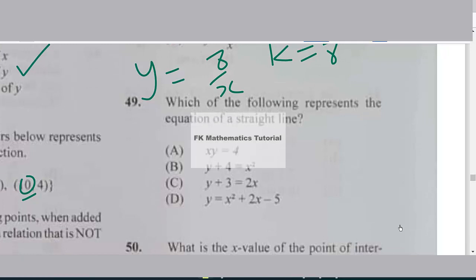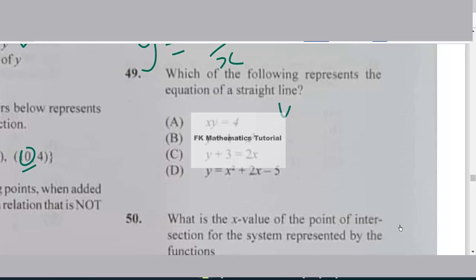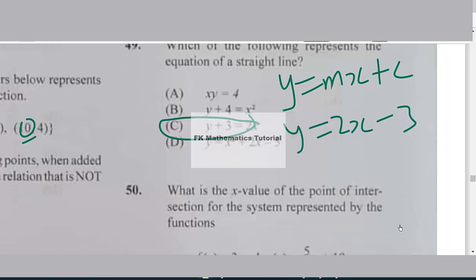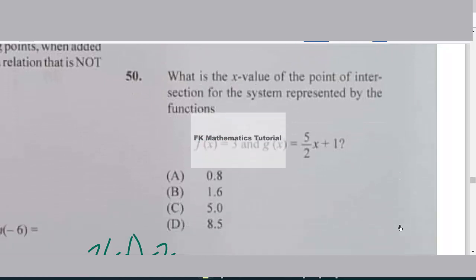Number 49. Which of the following represents the equation of a straight line? The equation of a straight line is of the form y equals mx plus c. The only equation we can rewrite in that form is y equals 2x minus 3. So the correct answer is option C. The rest of them, we cannot write in that form.